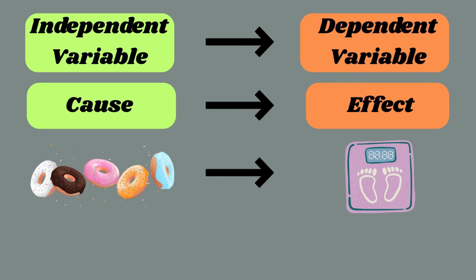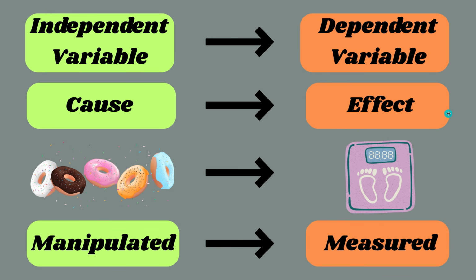We would expect that the people that are eating more donuts might be gaining more weight. So I, as the experimenter, could change how many donuts each person in the study gets, and then I would measure their weight to see how they were responding to those changes that I was making. So our dependent variable would potentially be how much weight people are gaining.